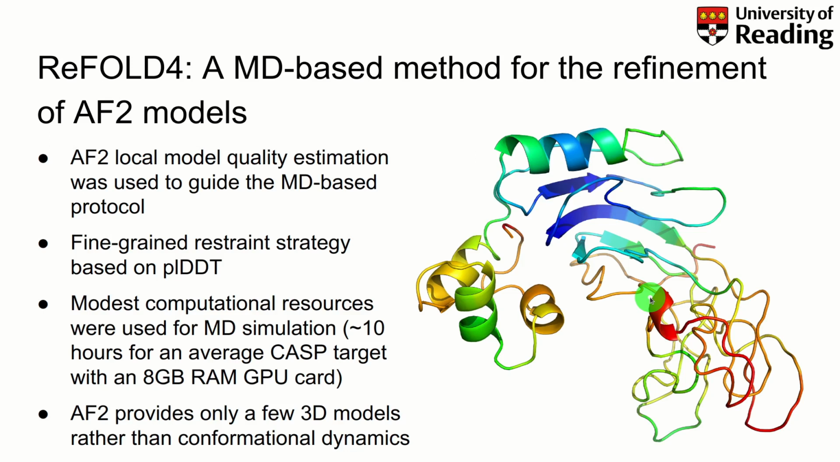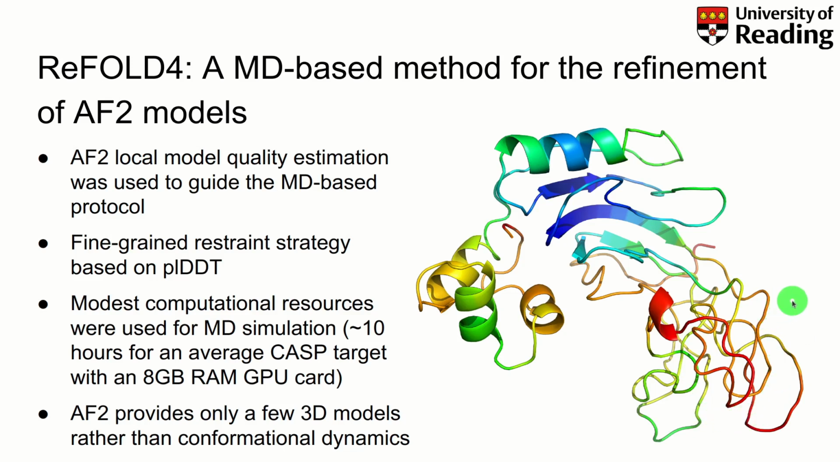We have been pioneering the usage of local quality estimation to guide molecular dynamics-based protocols to refine protein structure since CASP13. Here, we adopted our ReFOLD pipeline to refine the AlphaFold models using a fine-grained restraint strategy based on the pLDDT score generated by AlphaFold2. Simply, we use the pLDDT score as the force constant to restrain the related residues. In other words, stronger restraint was applied to the well-predicted residues and less strong restraint was applied to the less accurate regions based on the pLDDT during the molecular dynamics simulation.